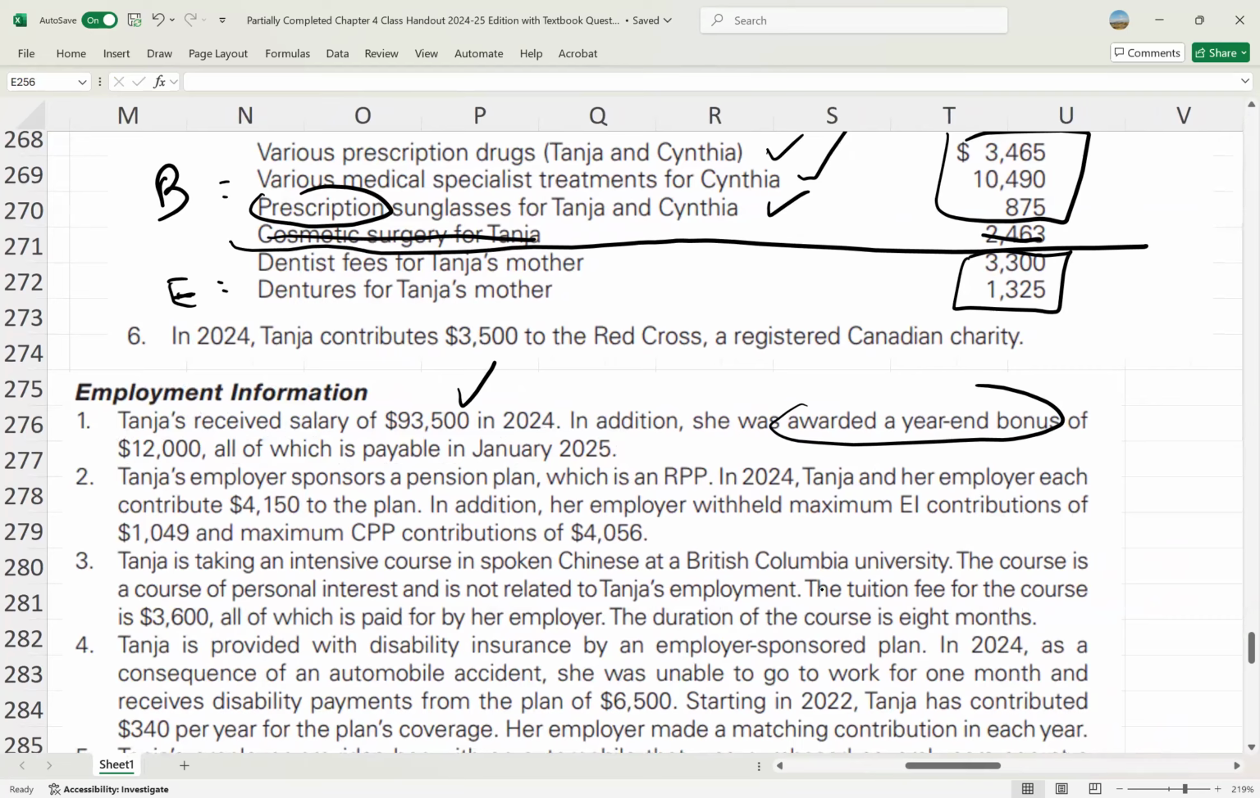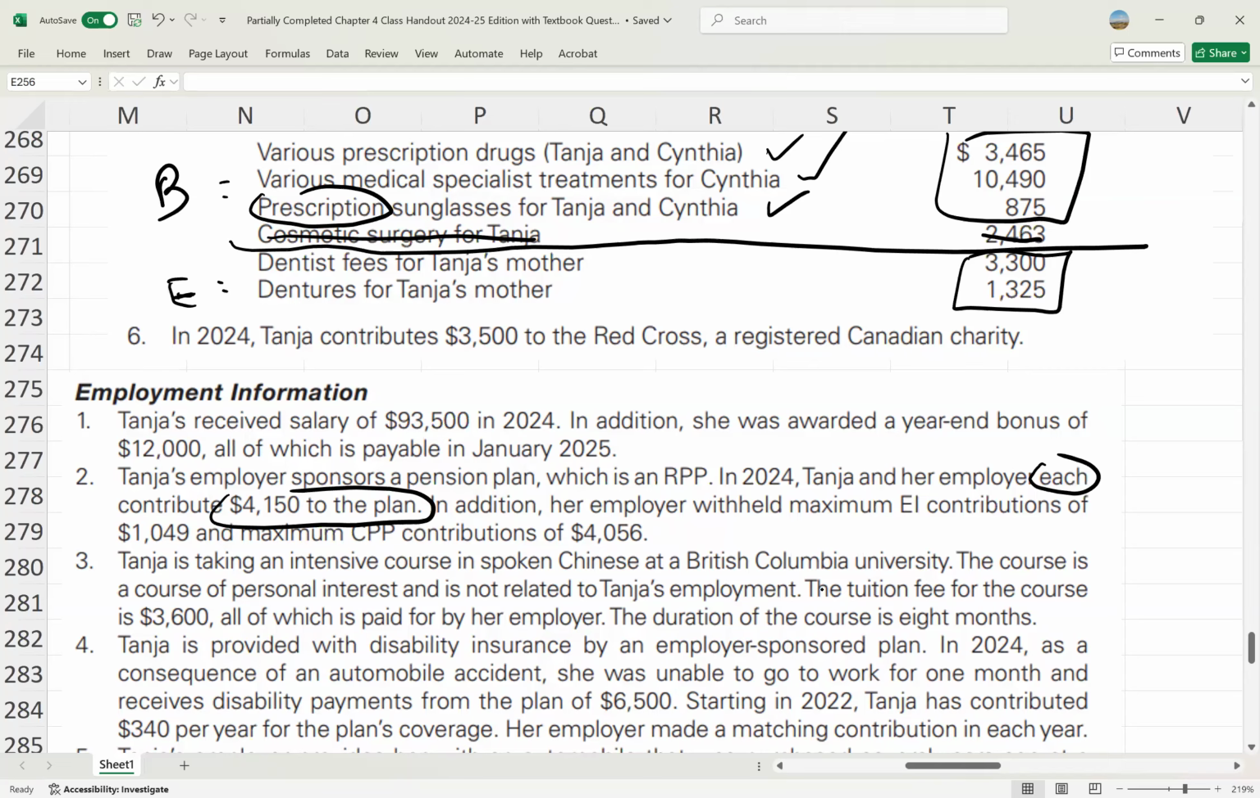Tanya's employer sponsors a pension plan, which is an RPP, registered pension plan. In 2024, Tanya and her employer each contributed $4,150 to the plan. And we kind of talked about this when we started Chapter 3 employment income a couple of weeks ago. We said the Canadian government is trying to encourage Canadians to save for retirement. So if you open up your own RRSP and you put money into your own RRSP, you get a 3C deduction. That's going to reduce your net income.